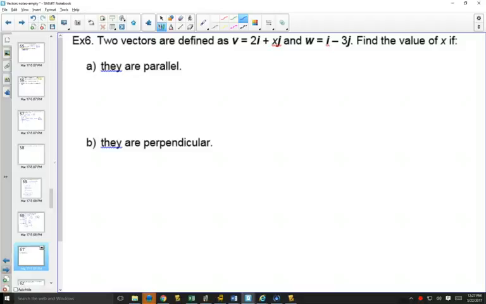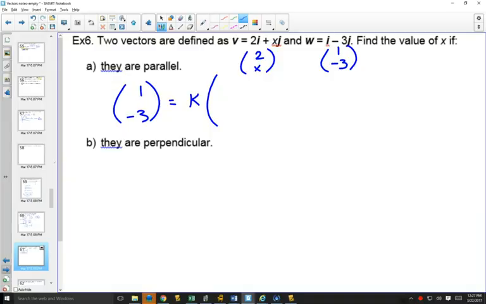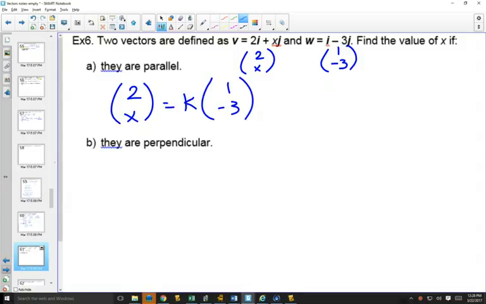So we've got two vectors. Our first vector is 2, x. Our second vector is 1, negative 3. If they're parallel, then 1, negative 3 has to equal k times, or maybe I'll do it just so my numbers work out. And it doesn't matter which one you put with the k, but I want my k to work out really easily.